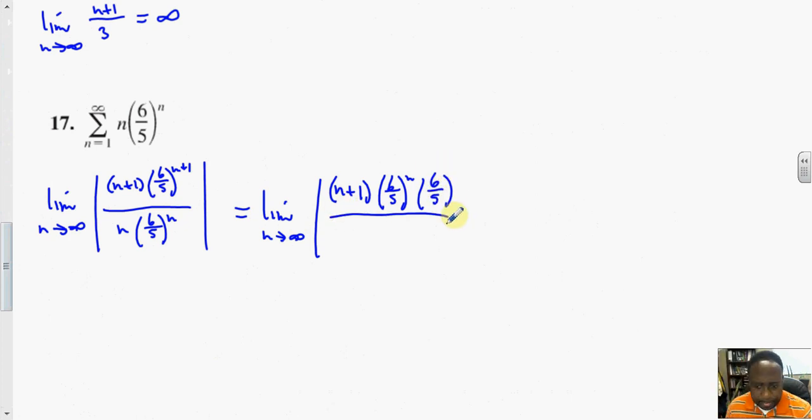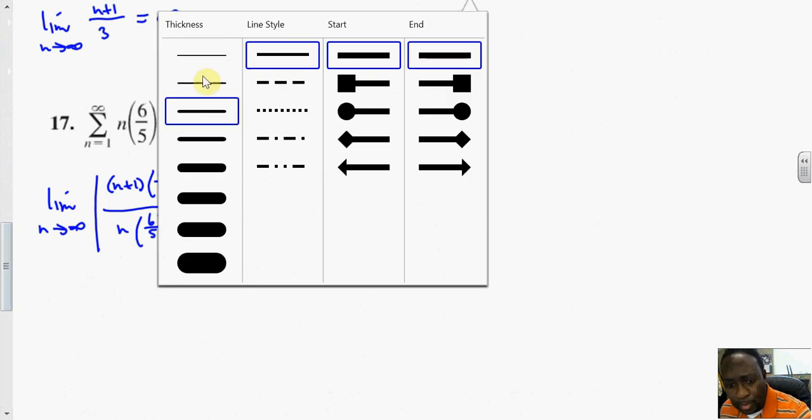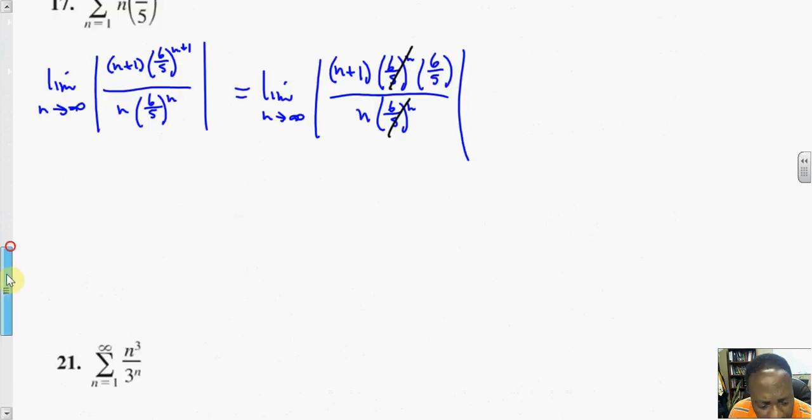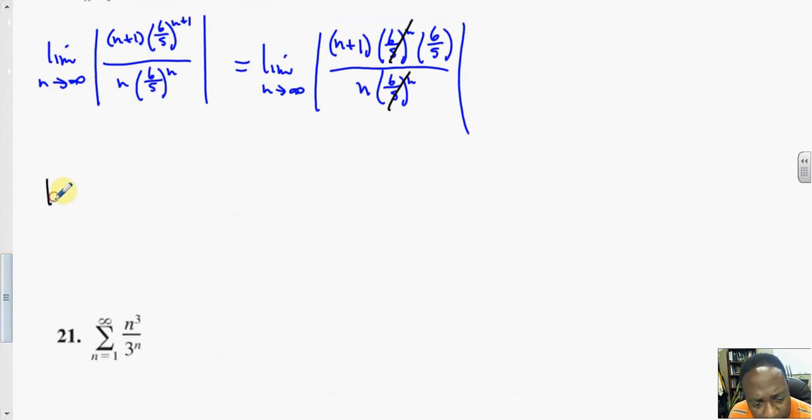This is divided by the n times 6 over 5 to the n. Now the 6 over 5 to the nth power cancels out. Now what do we have left? We have left this, the limit as n goes to infinity. Again, there are no negatives, no oscillation, so you can go ahead and just lose the absolute value sign. That's fine.